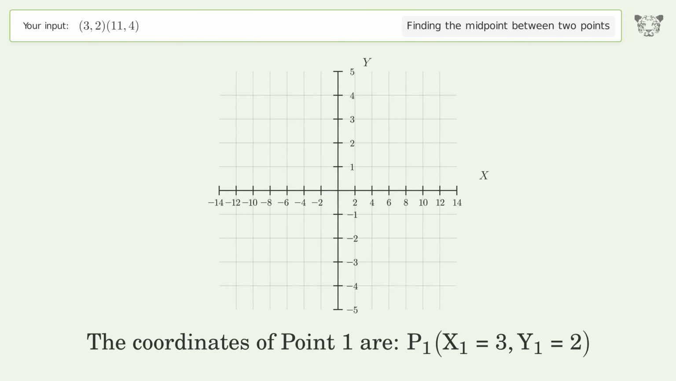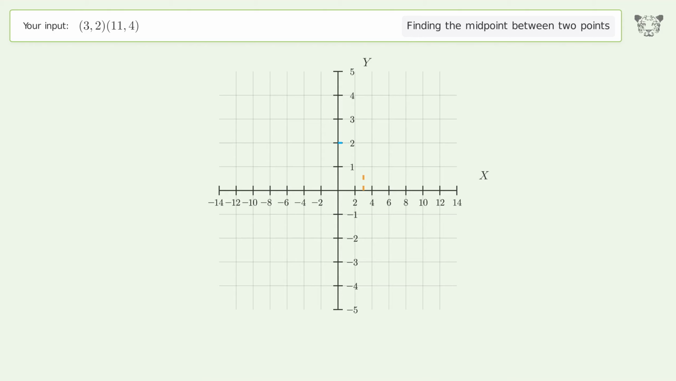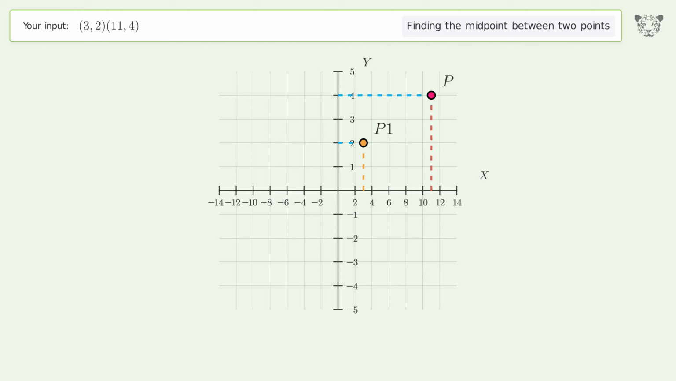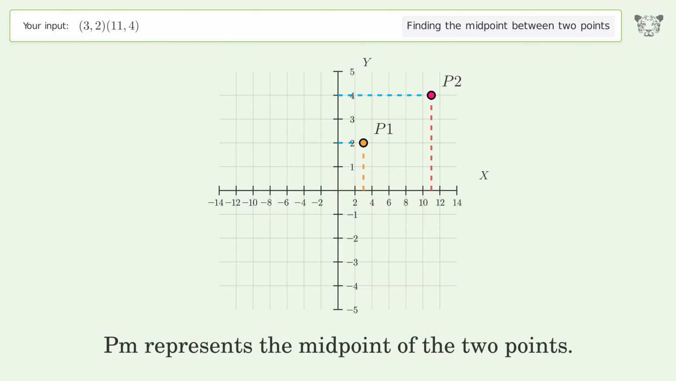The coordinates of point 1 are x1 equals 3, y1 equals 2. The coordinates of point 2 are x2 equals 11, y2 equals 4. PM represents the midpoint of the 2 points.